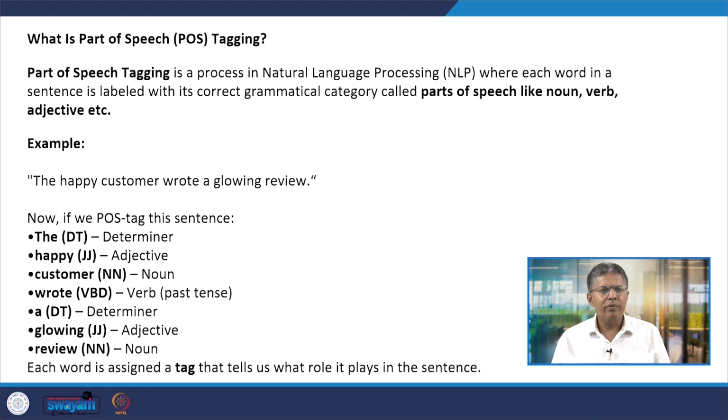Now, if we do part of speech tagging, we break down the different words. The happy customer wrote a glowing review. The is called a determiner, happy is an adjective, customer is a noun, wrote is a verb in the past tense, a is again a determiner, glowing is an adjective, and review is a noun. So, each word is assigned a tag that tells us what role it plays in this sentence.